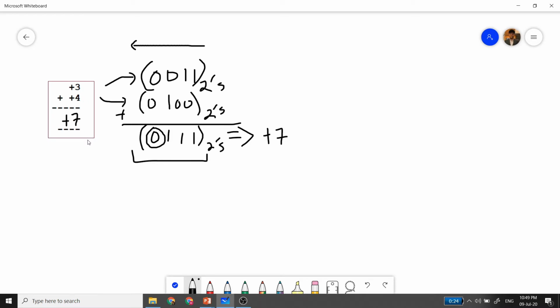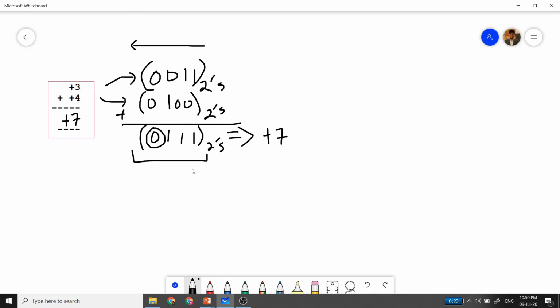There are two ways through which I can know whether an overflow has occurred or not. The first is that there can never be an overflow when I add two positive numbers and get a positive number. So if I added these two positive numbers and had gotten a negative number here, that would show that I had an overflow.